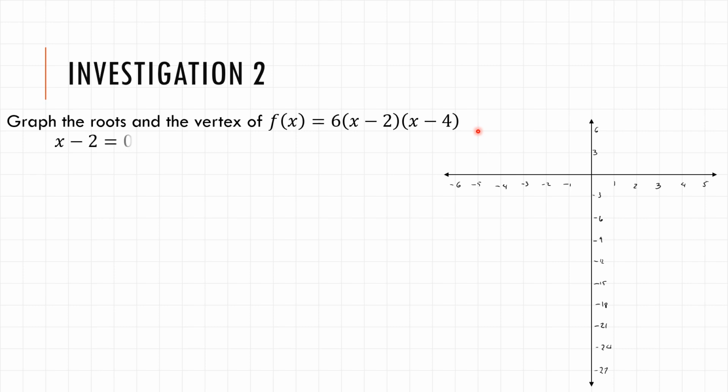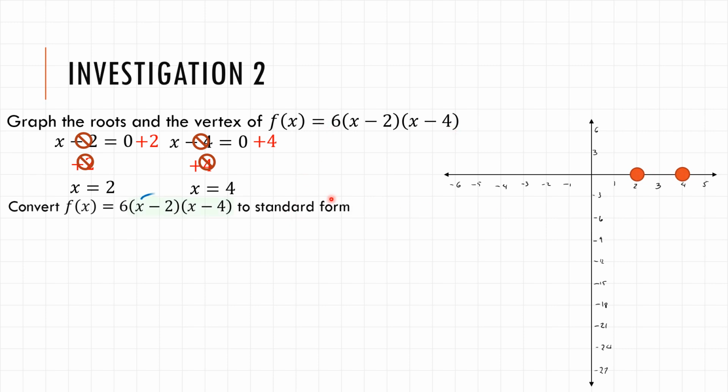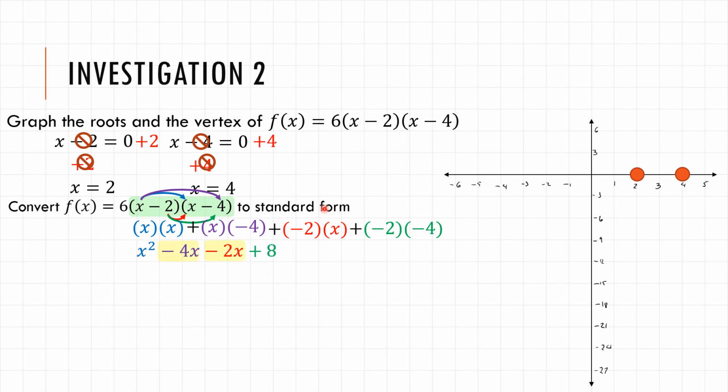Okay, well, hopefully you were able to recognize that very easily. One of the roots is 2, and the other root is 4. And I didn't even really need to do this to find that out. So I'm going to plot those two right there, 2 and 4. And now let's convert this to standard form by expanding our brackets here using FOIL.